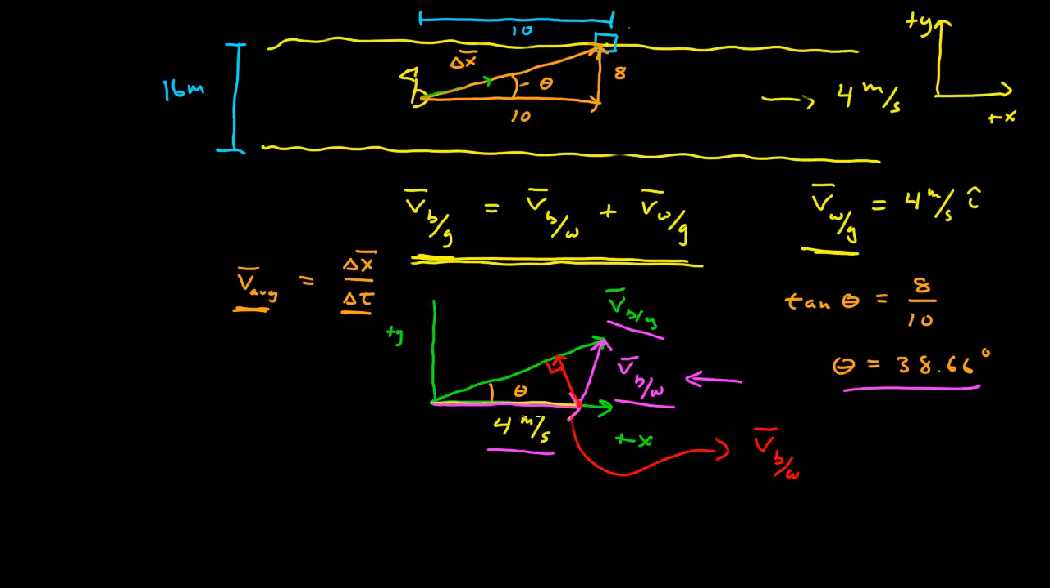And now I have the triangle here, and I can solve for that directly. So I know that given this triangle, the magnitude of the velocity of the boat relative to the water is equal to 4 sine theta. And then I can find the direction by finding where this is pointing.